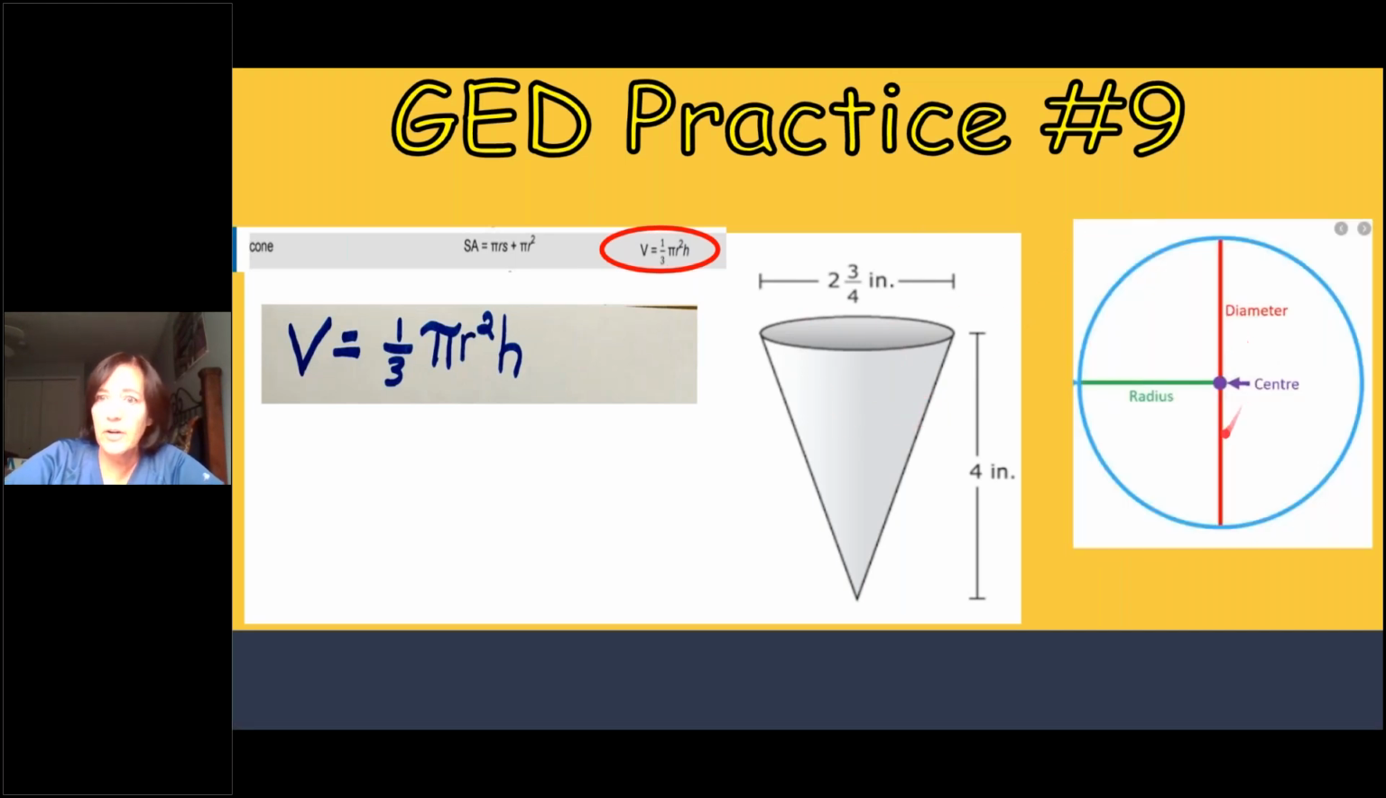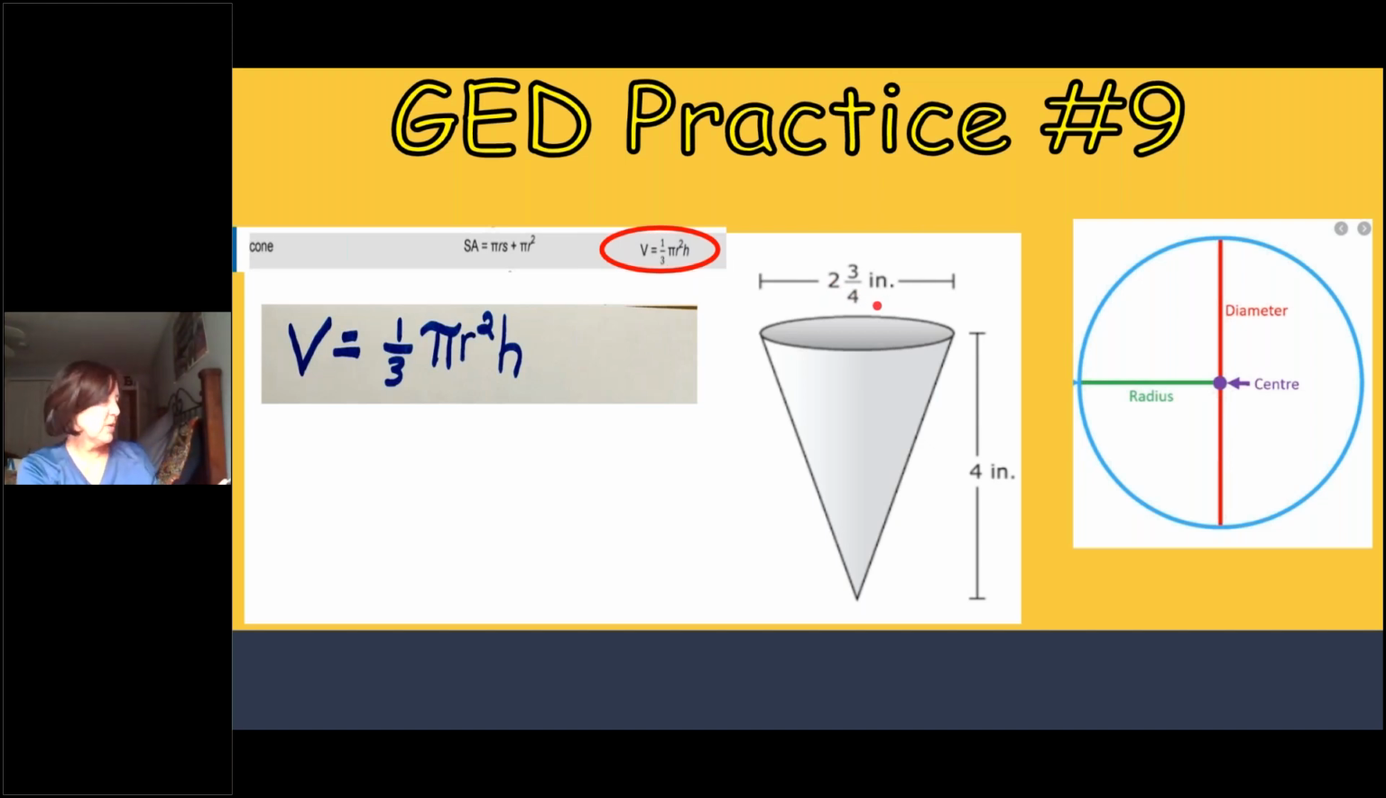Here is one of the diagrams I used in that lesson. Here's a circle. The diameter is marked in red. It's the distance all the way across the circle. The radius is half of that distance. It's marked in green. It goes from the center of the circle out to the edge. So it is half of the diameter. So the first thing we need to do is calculate half of 2 3/4 inches.